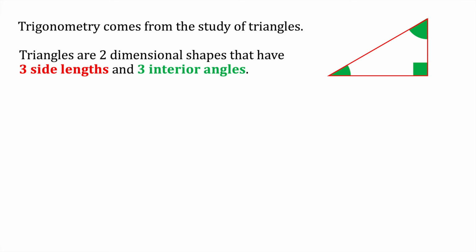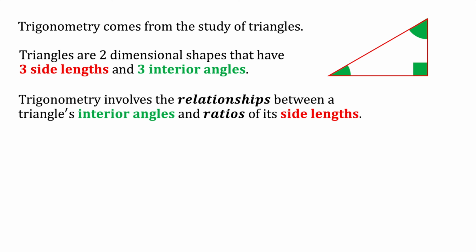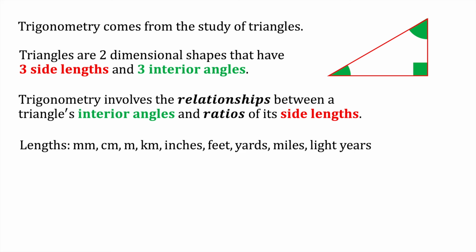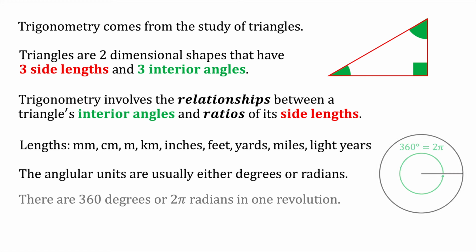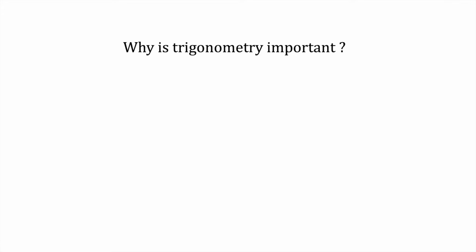Trigonometry comes from the study of triangles. Triangles are two-dimensional shapes that have three side lengths and three interior angles. Trigonometry involves the relationships between a triangle's interior angles and ratios of its side lengths. The units of these lengths can be millimeters, centimeters, meters, kilometers, inches, feet, yards, miles, or even light years. The angular units are usually either degrees or radians, where there are 360 degrees or 2 pi radians in one revolution. So why is trigonometry important?